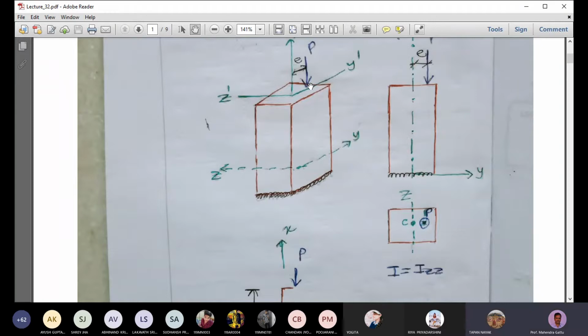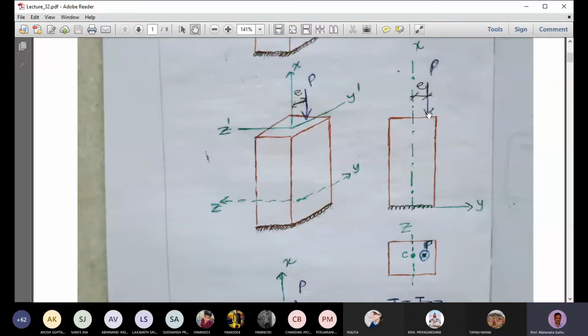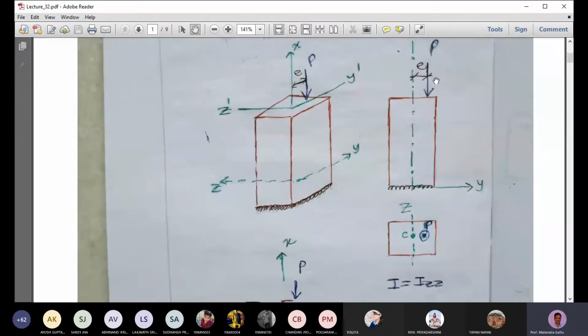Okay, so what will happen is that under the action of that compressive load, the load is not acting at the centroid, so there will be both pure compression and a bending moment. Pure compression plus bending moment. So the bending moment will be PE, and you can look at the side view. The side view is shown here. So we have our load P and that eccentric distance E. So this column is subjected to this compressive load P.